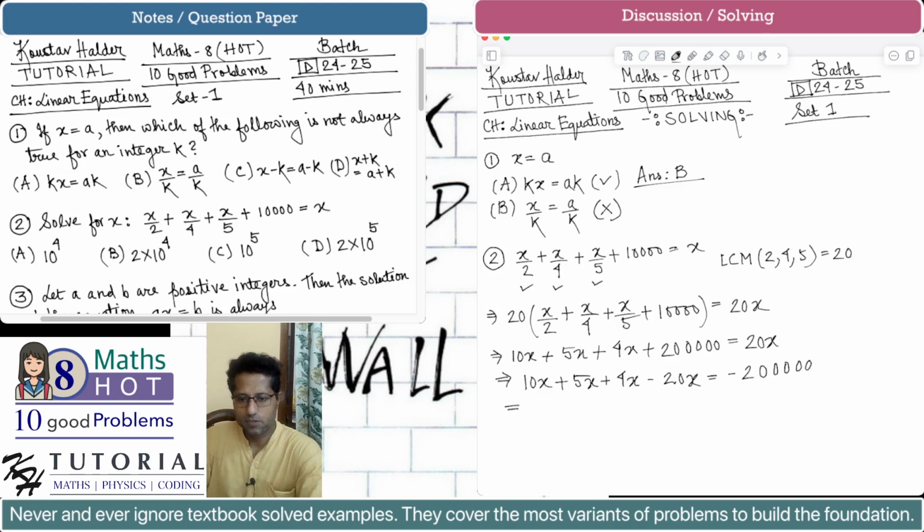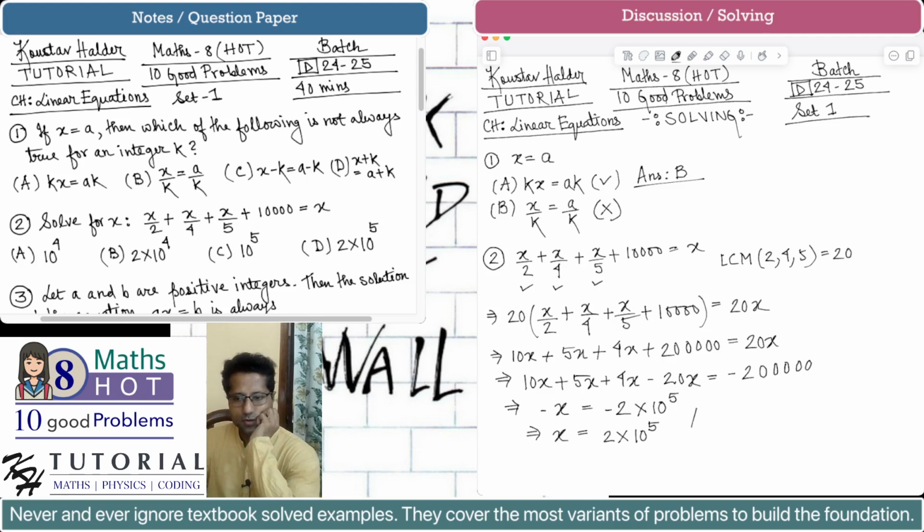Doing further simplification of the LHS, that is adding up the x terms, we get 10x plus 5x is 15x, 15x plus 4x is 19x, and 19x minus 20x is minus x. So we get minus x is equal to minus 2. Now how many zeros are there? There are 5 zeros. So minus 2 multiplied by 10 to the power 5, since in the choices we are having some powers of 10. This implies x will be equal to 2 to the power 10 to the power 5.